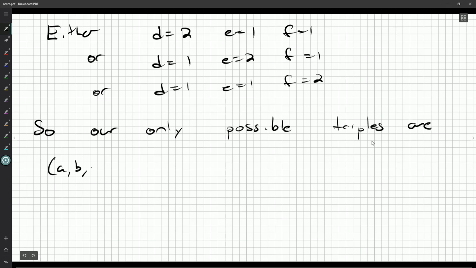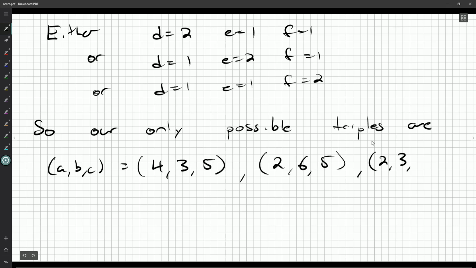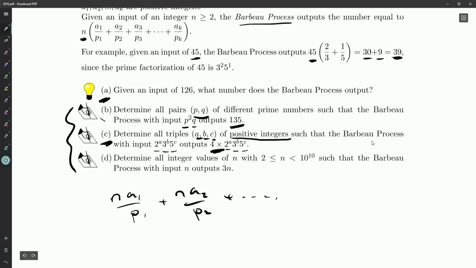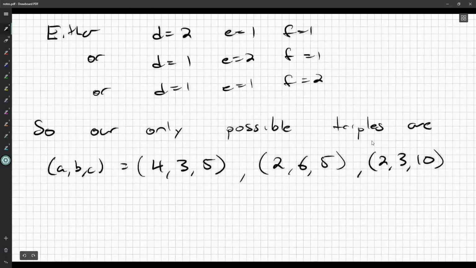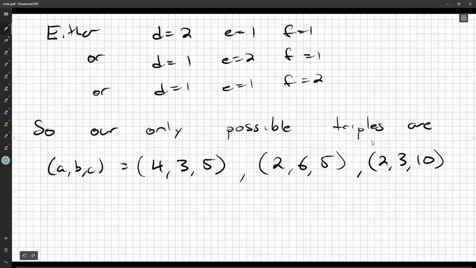are a, b, c equal to, if d is 2, a is 2 times 2, so we'll be looking at 4, 3, 5. Otherwise, we get the 2. Now, e is 2, so we'll get 3 times that, so 6. And 5. Or 2, 3, and doubling that is 10. And we do just want the triples a, b, and c, right? Yes, we do.